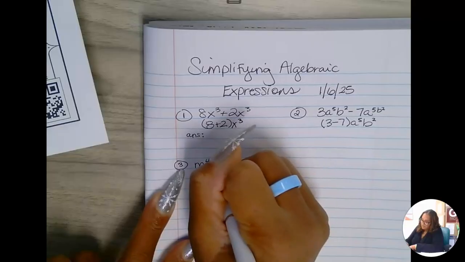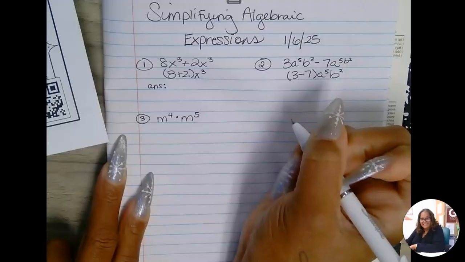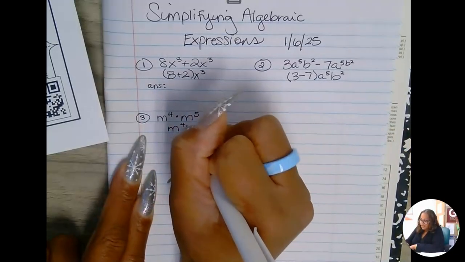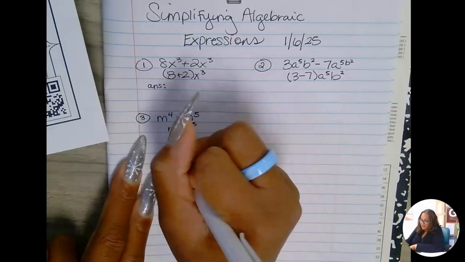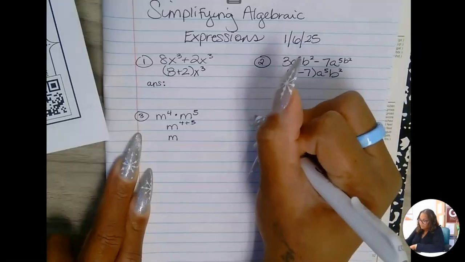Number 3 says m to the fourth times m to the fifth. So now we have the same base, and our base stays the same, and then we just add the exponents. 4 plus 5, and then it'll be m to the whatever those two numbers are added together.